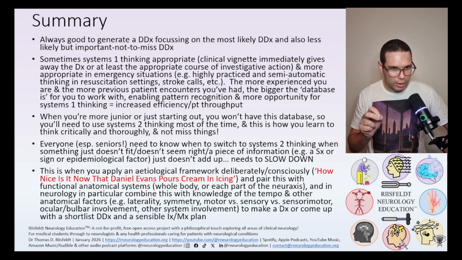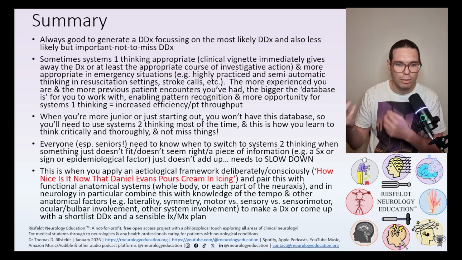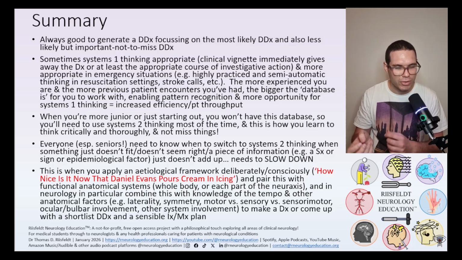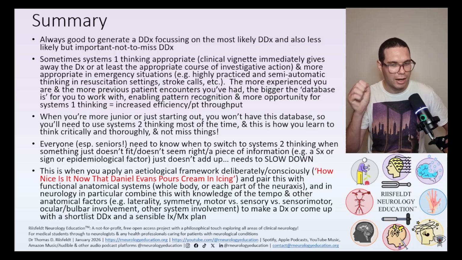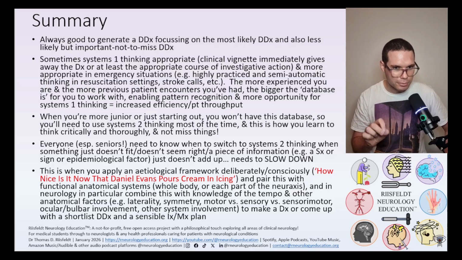And for everyone, especially senior doctors, you need to know when to switch from system 1 thinking to system 2 thinking. And the time that you do that is when something just doesn't fit, something just doesn't seem right. There's a piece of information, such as a symptom or a sign or an epidemiological factor, that just doesn't add up. And that's your red flag warning to say, stop, Tom, I need to slow down and think a bit more critically and deliberately and broadly about this clinical problem.